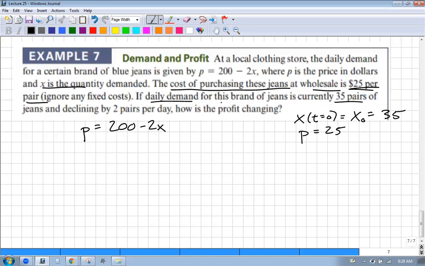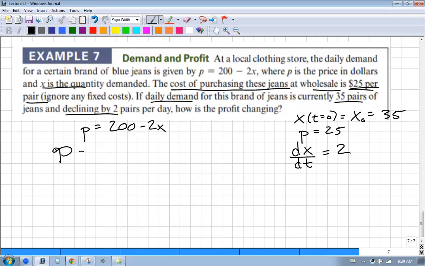Daily demand is 35 pairs and declining by 2 pairs per day. So the change in demanded quantity as time passes is 2. Okay, that's the given information. How is the profit changing? Oh, wait, is this price or profit? Lowercase p versus capital P, they look a lot alike. So I'm going to do a little squirrely, like that's my profit, instead of price, just to keep the lowercase and the capital separated.